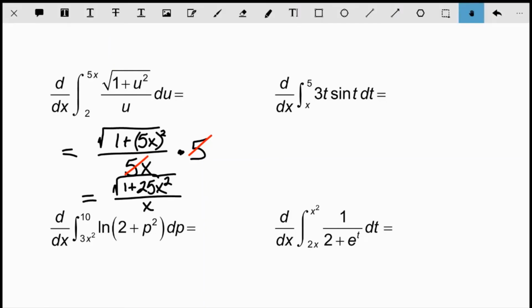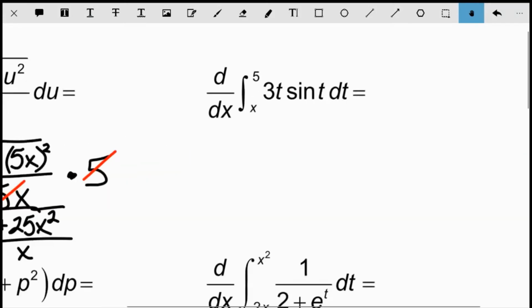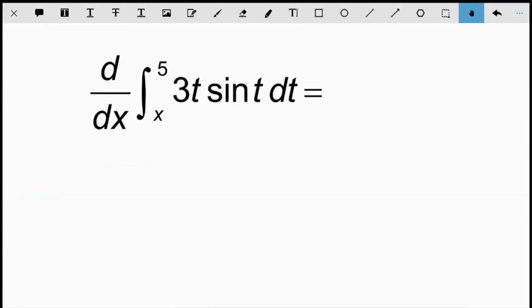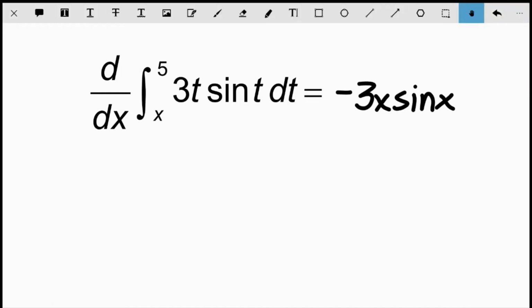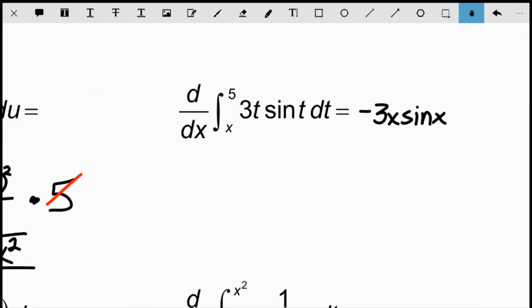Sometimes you're going to have limits of integration where the x is in the denominator. So just think about what would happen if you did the process here. 3t sine t dt. If I took the antiderivative, I would have to do the antiderivative at 5 minus the antiderivative at x. So there would be a negative involved. So since it's the lower limit, the process is still the same, but I would end up with a negative 3x sine x. Okay, so again, not that difficult to do if you're thinking about what's actually happening, taking the antiderivative and then taking the derivative.